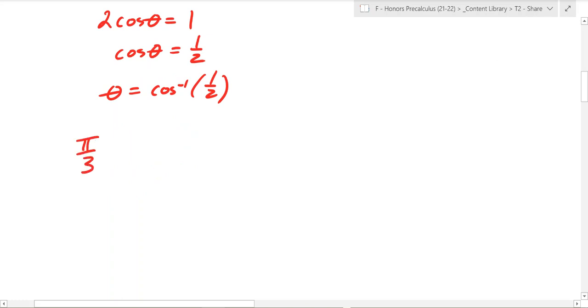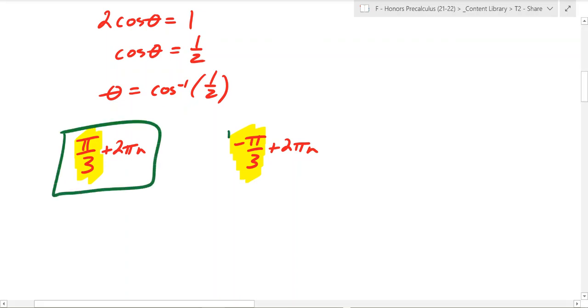The cosine of pi over 3 is 1/2, but then to get the other one, the other possibility is the opposite of it. The opposite of it is going to be negative pi over 3. And then you add the 2 pi multiples. So when you get two answers here for cosine, it's the negative and positive values. So it's positive pi over 3 plus 2 pi n and negative pi over 3 plus 2 pi n.